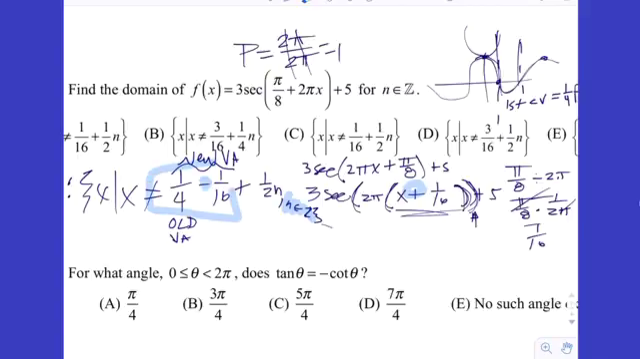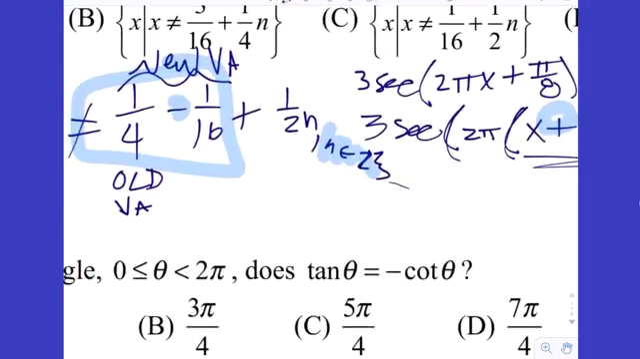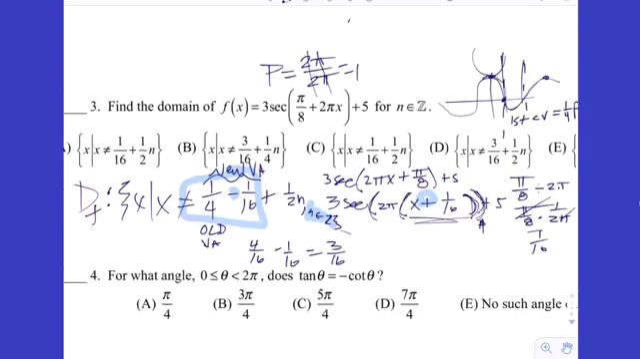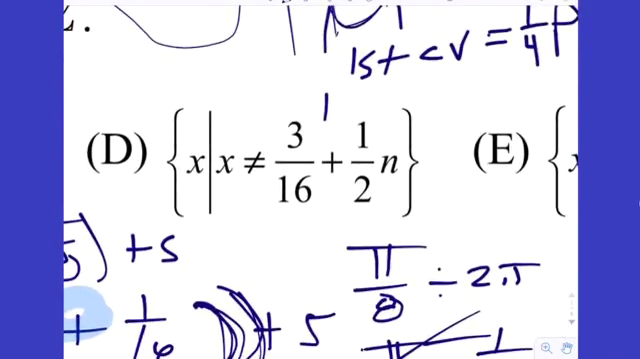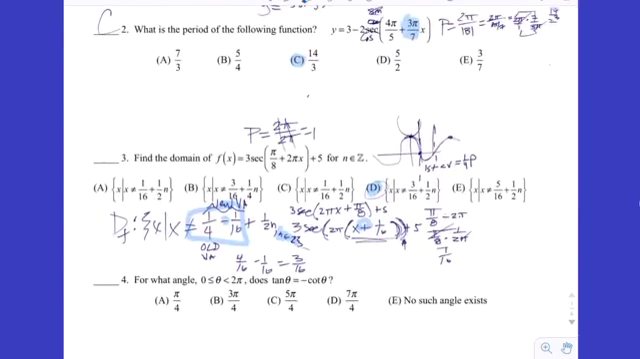So now all we have to do is just a little bit of fraction work. A fourth minus a 16th, get a common denominator. That's going to be 4/16 minus 1/16, and you get 3/16. So x can't be 3/16 plus 1/2 n. There it is, letter D. All right, that was kind of fun, kind of invigorating too.